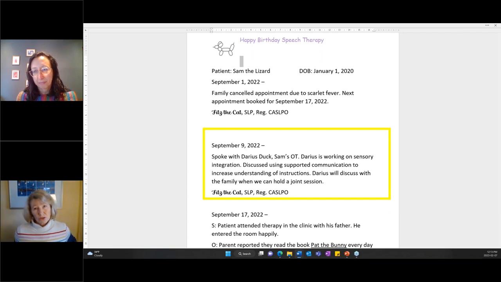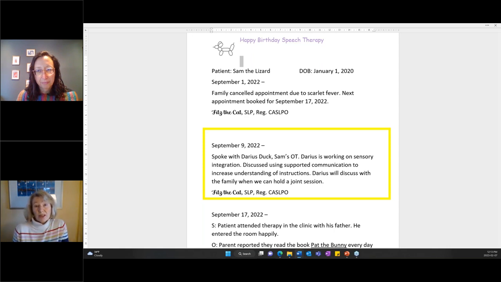So 4.3, which is about collaborating with others, is highlighted for this example. So September the 9th is when this clinician spoke with Sam's OT, and they're working on sensory integration. So this would be a very valid piece of evidence to demonstrate how you're meeting that indicator 4.3.